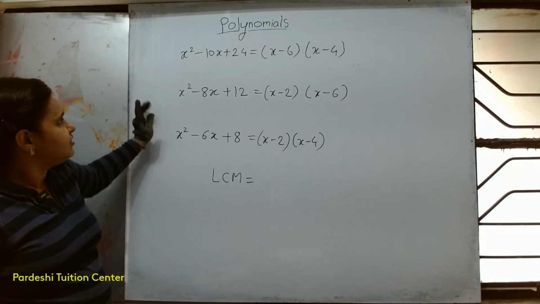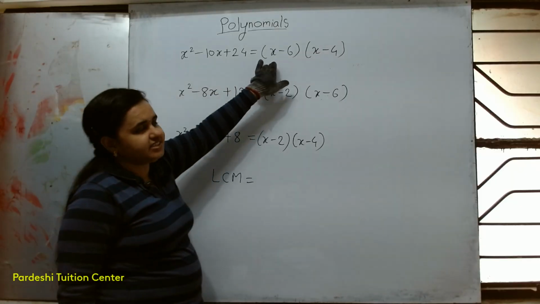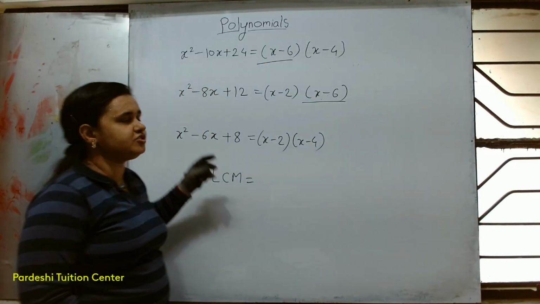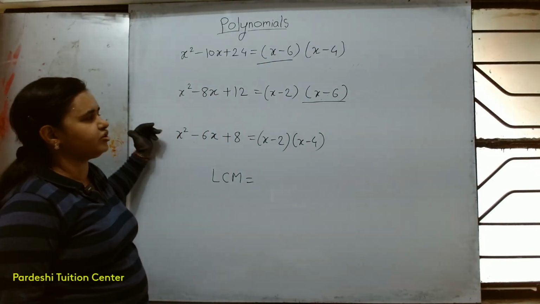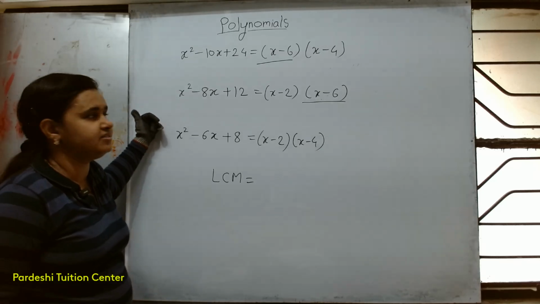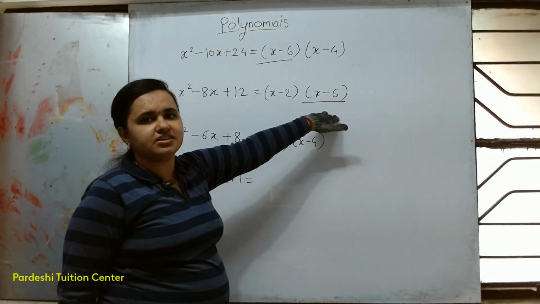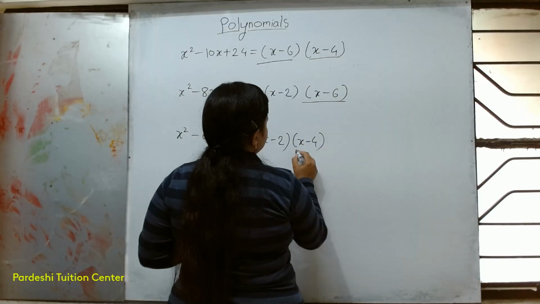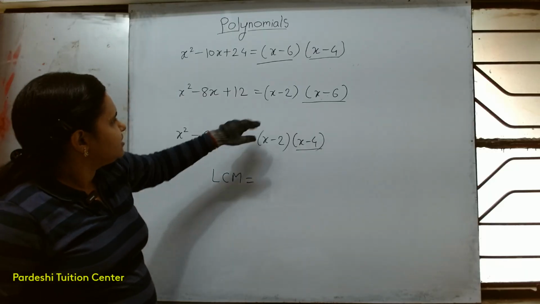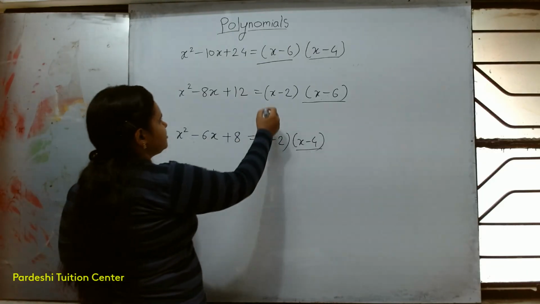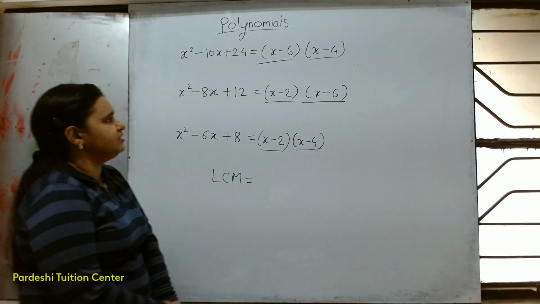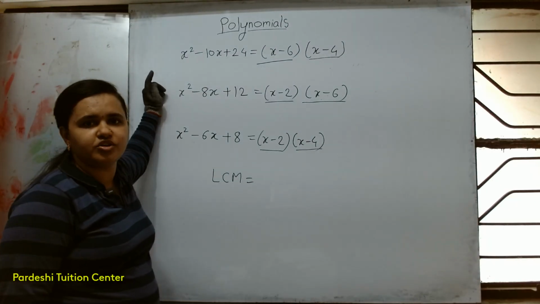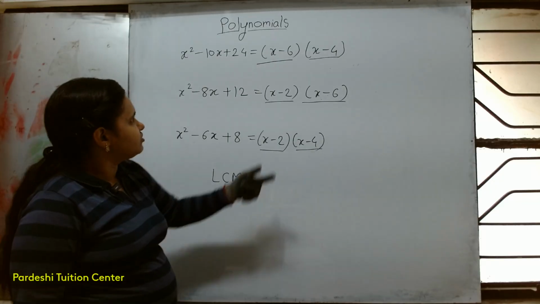Now we will see which are the common factors. Here it is x minus 6, here also it is x minus 6. We can also compare between two polynomials if three polynomials are given for LCM. So x minus 6 is common. Again here x minus 4, here also x minus 4, so x minus 4 is also common. Now x minus 2, here also it is x minus 2, so x minus 2 will also be common. We can take common from two polynomials also for LCM. Okay, so all are common.